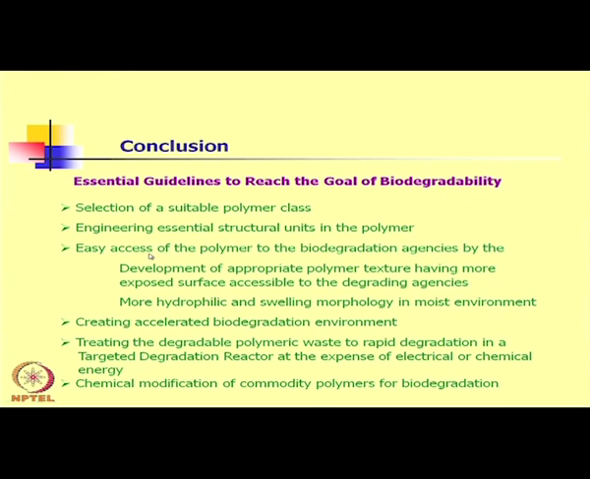And in conclusion, the essential guidelines to reach the goal of biodegradability are selection of a suitable polymer class, engineering essential structural units in the polymer, easy access of the polymer to the biodegradation agencies by development of appropriate polymer texture having more exposed surface accessible to the degrading agencies, creating an accelerated biodegradation environment, and chemical modification of commodity polymers for biodegradation.